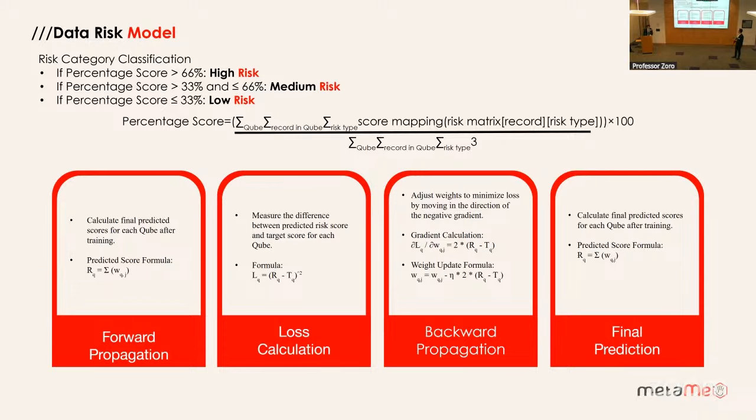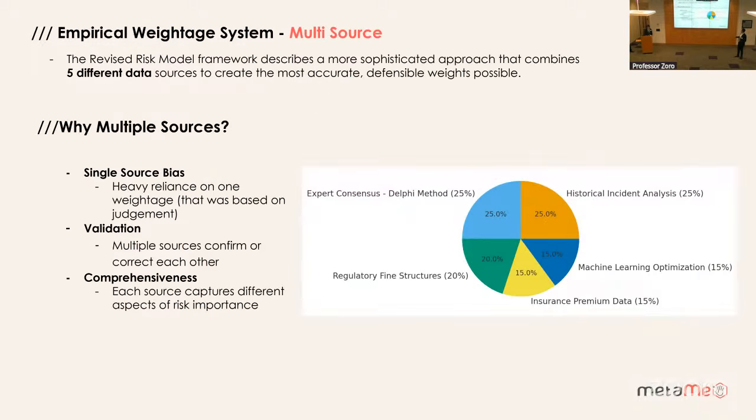This is what the previous team came up with. They had a loss calculation, they had a backward propagation, and this is how they were trying to assign the final weights. The problem with that was it was all a bit theoretical. There was no framework in place for that. So this is what my team and I came up with: we create an empirical weighted system for the risk that's in place.